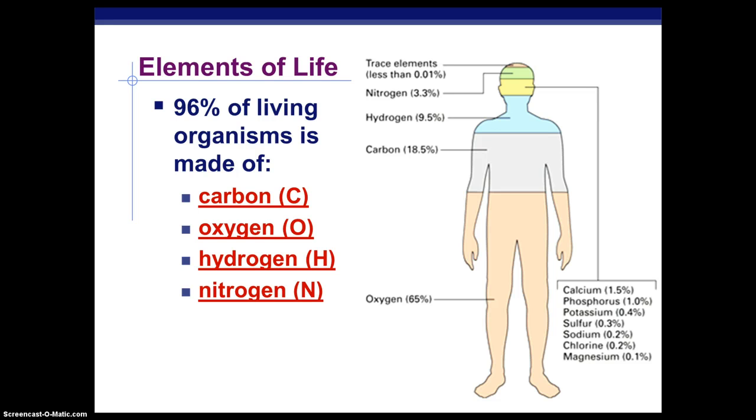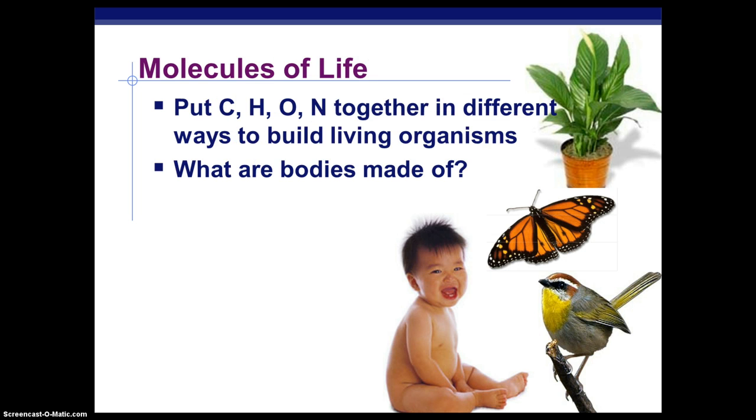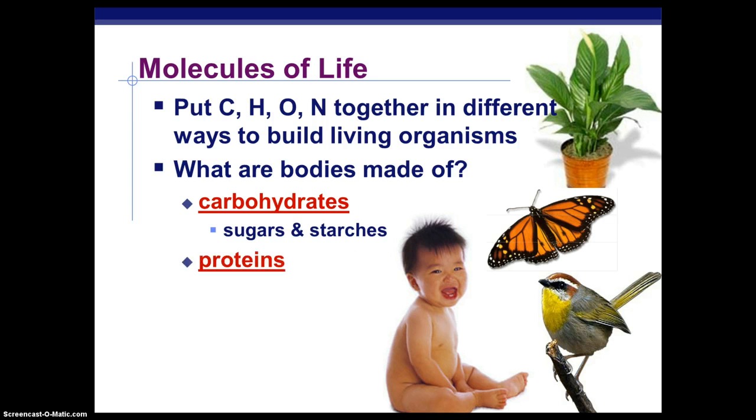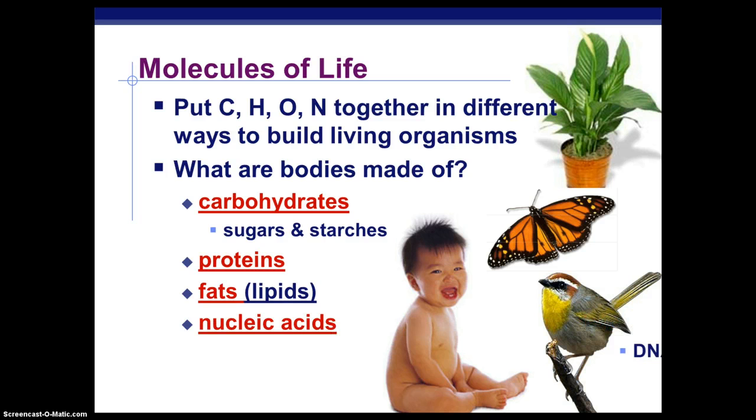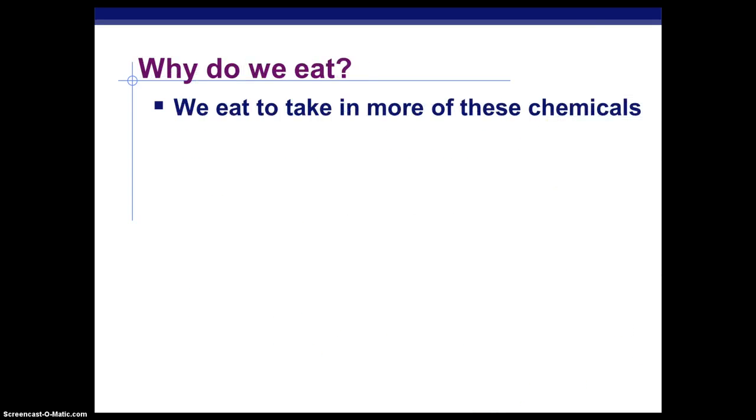That's what makes up 96% of us, is just these four elements. That's it. So if we put them together, we get the molecules that are necessary for life. Our four main molecules we're going to talk about are carbohydrates, proteins, fats, and the biological word for this is lipids, and nucleic acids. And we're going to talk about each of them in detail.